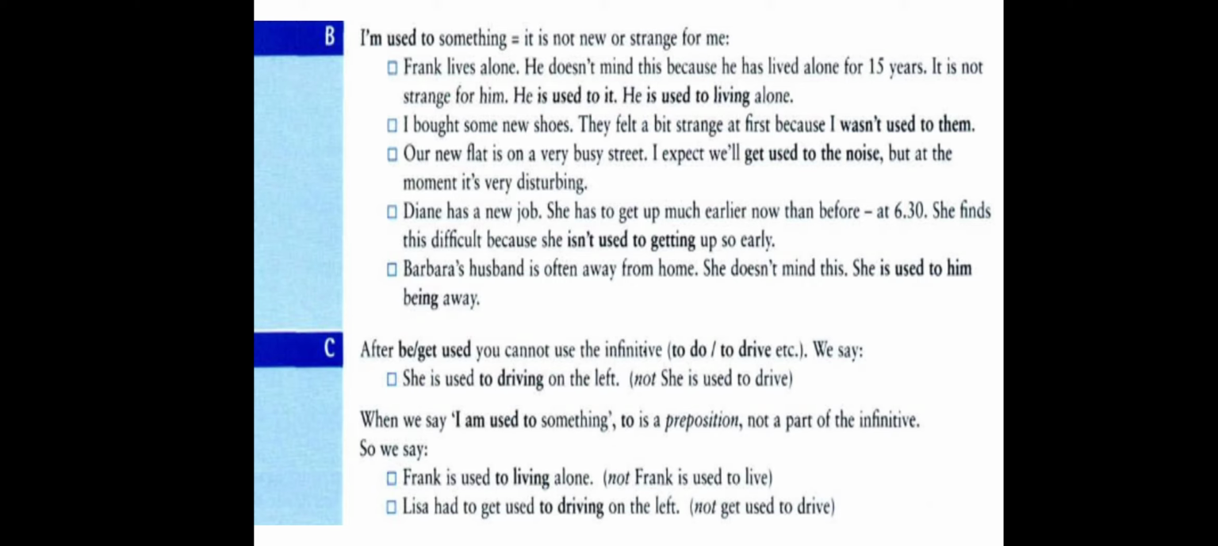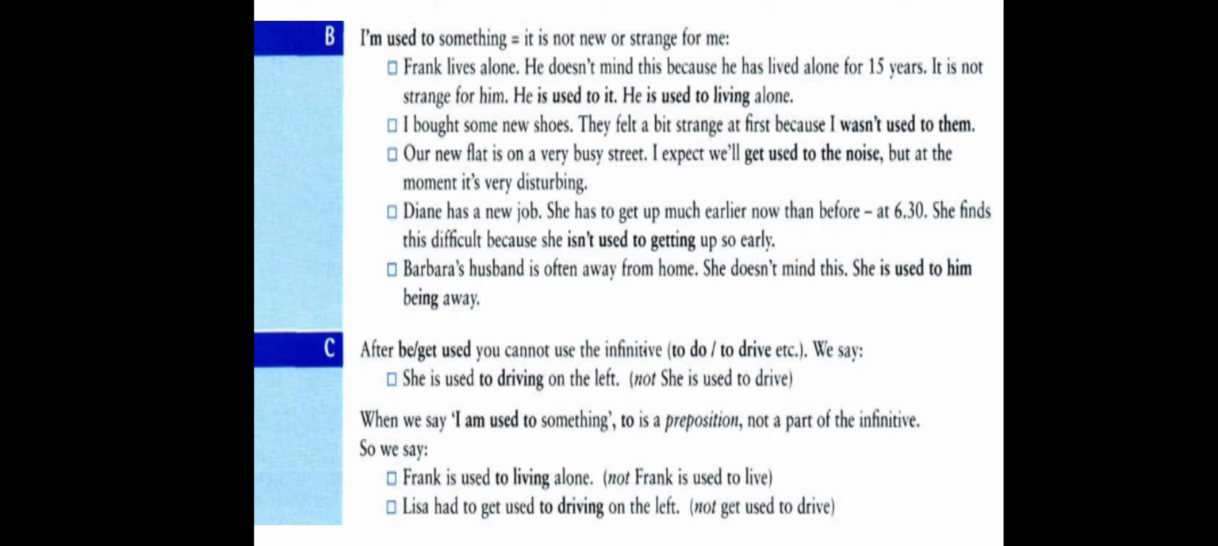Now comes part C. After be and get used to, you cannot use the infinitive, to do or to drive. So in parts A and B, we have already discussed using verb plus ing after used to, and used to is preceded by verb to be. Am, is, are. We use am, is, are, was, were, or get or got before used to. Then we use verb plus ing. We don't use to plus base form. We use verb plus ing.